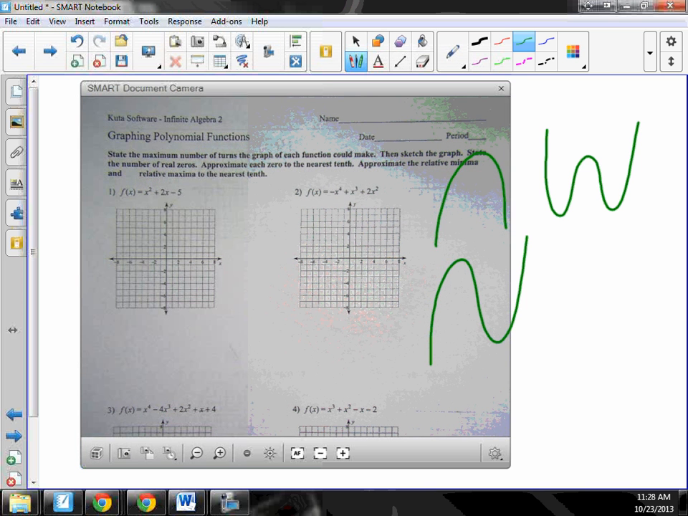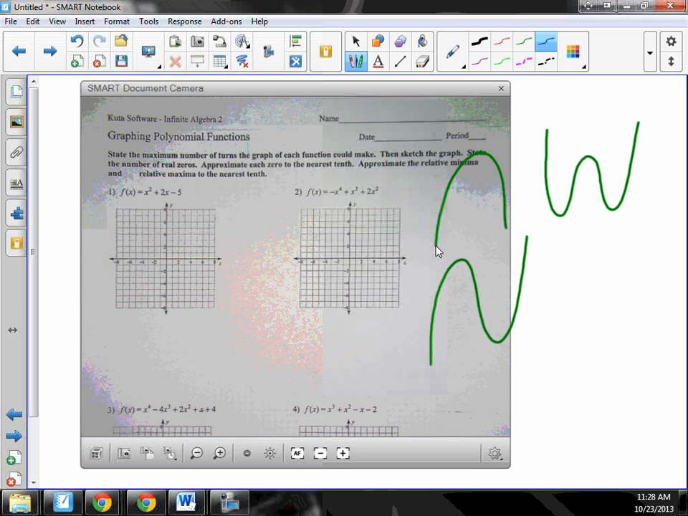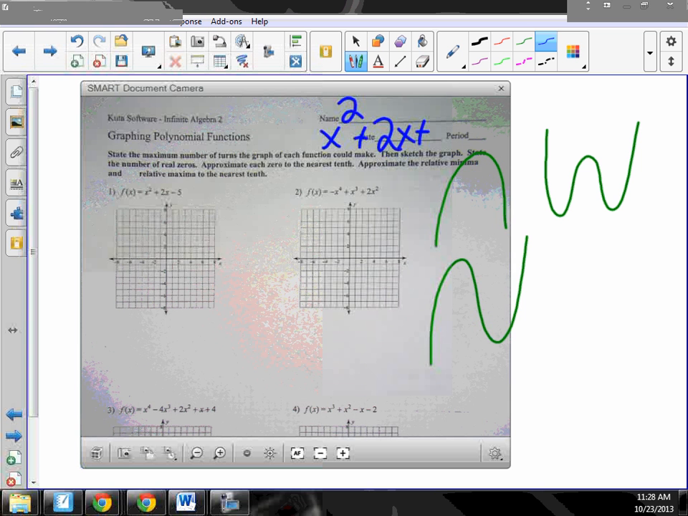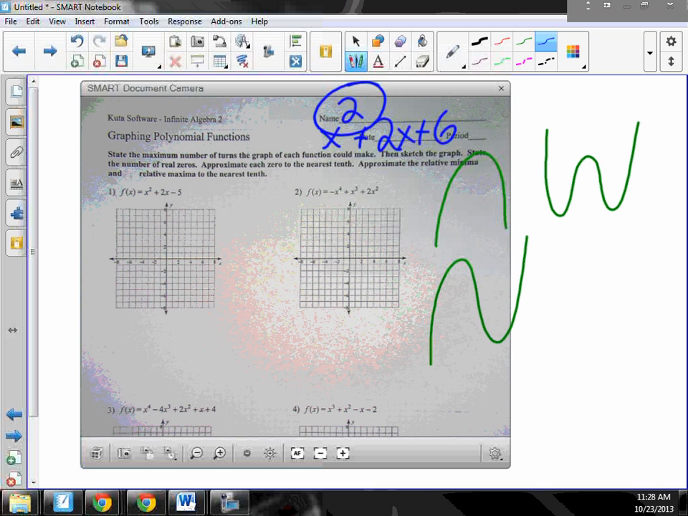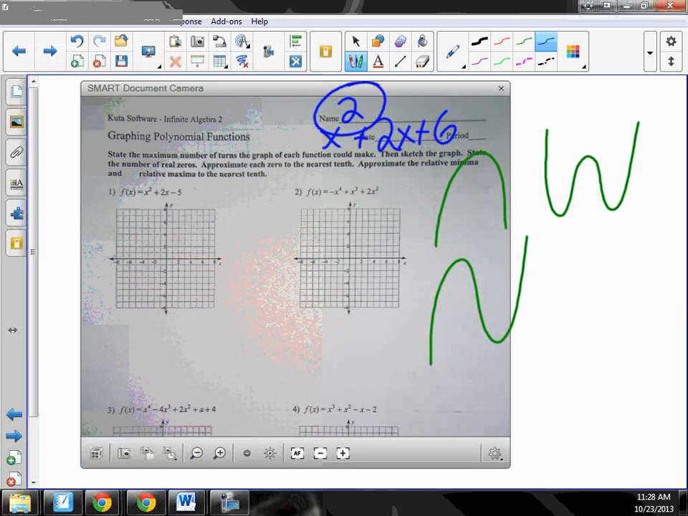And the biggest exponent of the polynomial tells you how many times the polynomial can change direction, meaning how many times it can change from going up to going down. So an x squared polynomial, say x squared plus 2x plus 6, the biggest exponent tells you how many turns are possible. Now, just because there are two possible doesn't mean that there are two, but there can be as many as two.